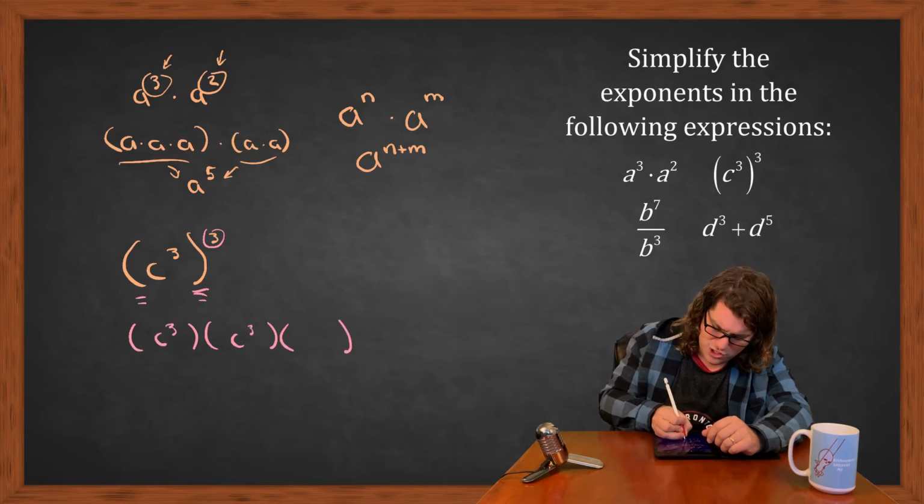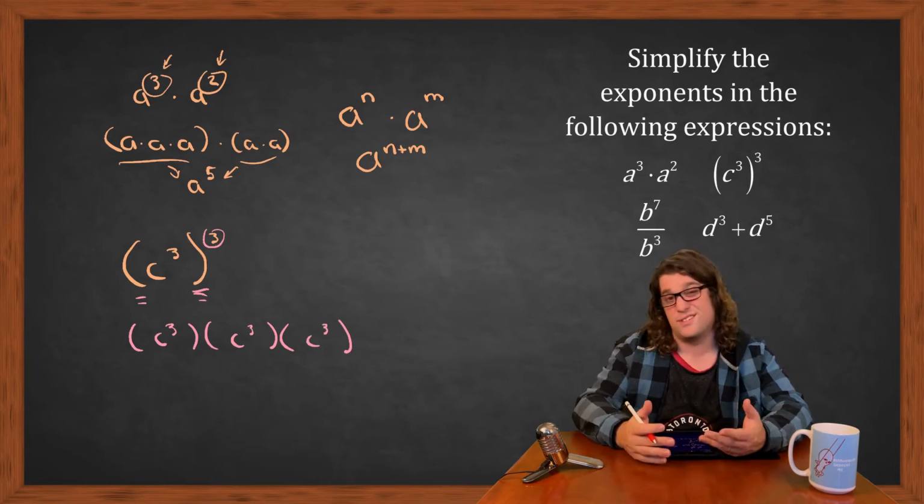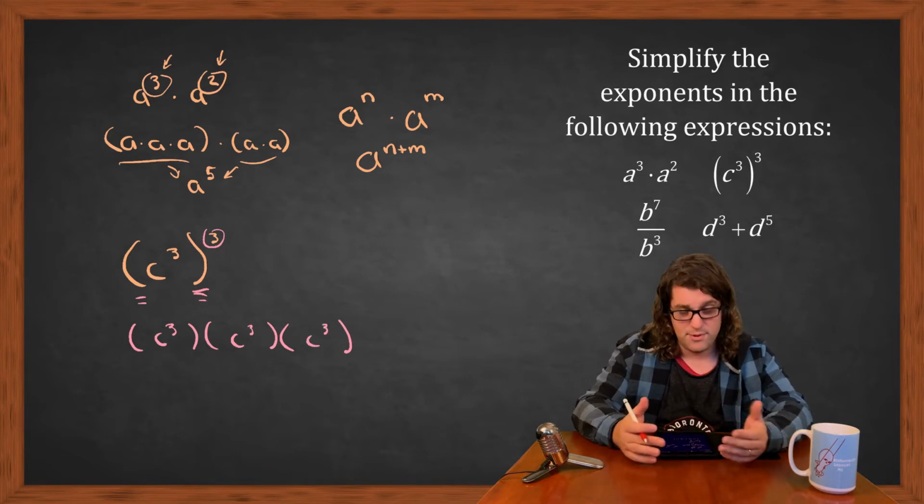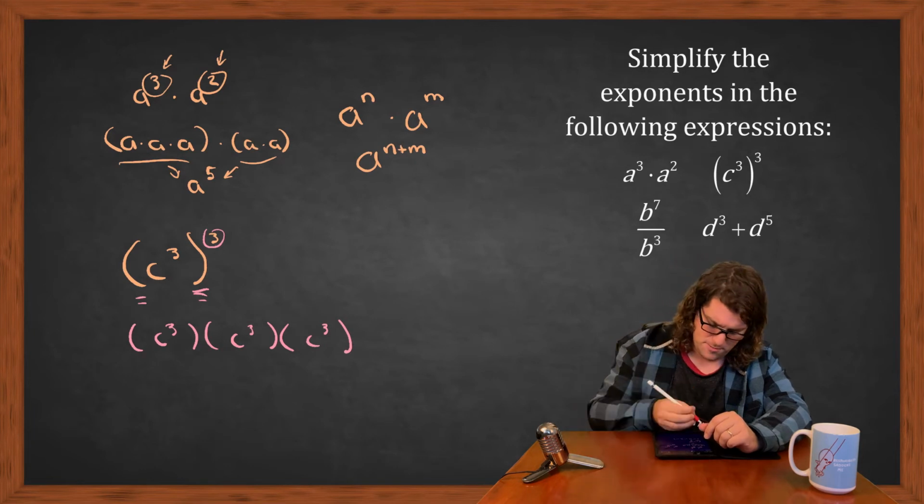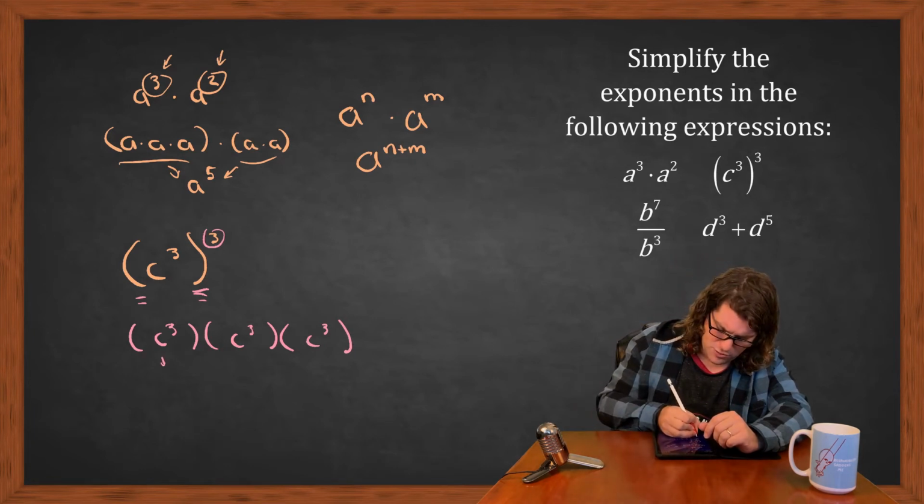Inside, we'd have c cubed inside of each one of those brackets, because that's what's in it to begin with. So seeing it 3 times over, c cubed times c cubed times c cubed. Now, the first c cubed is c times c times c.